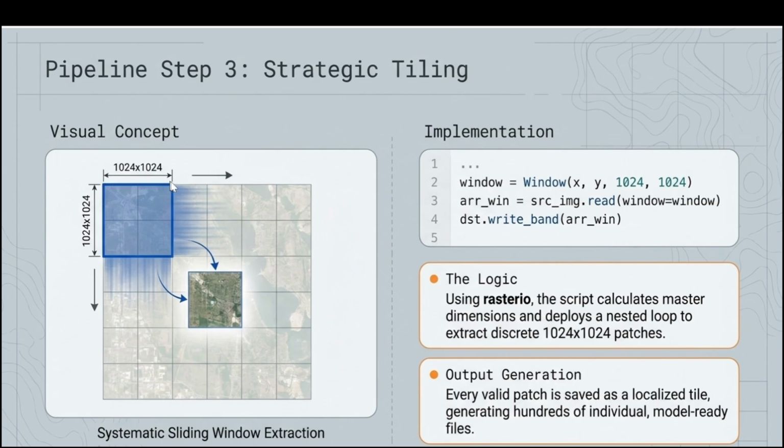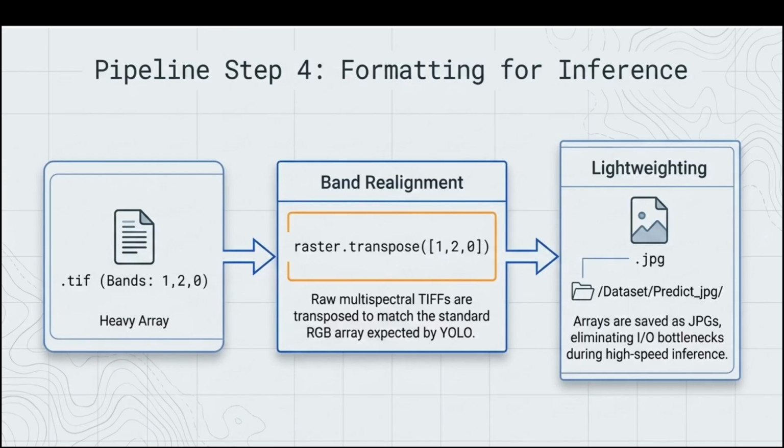Suppose this is the cell size. Further, we apply the tiling, the visual concept of tiling, using Rasterio to calculate the raster dimensions and deploy a nested loop to extract the tiles. Then output generation and formatting for inference. The tile has bands, height, width, so we apply the transpose, and after the transpose we create the JPG format. These tiles we convert to JPG and save in a folder, ready for inference.